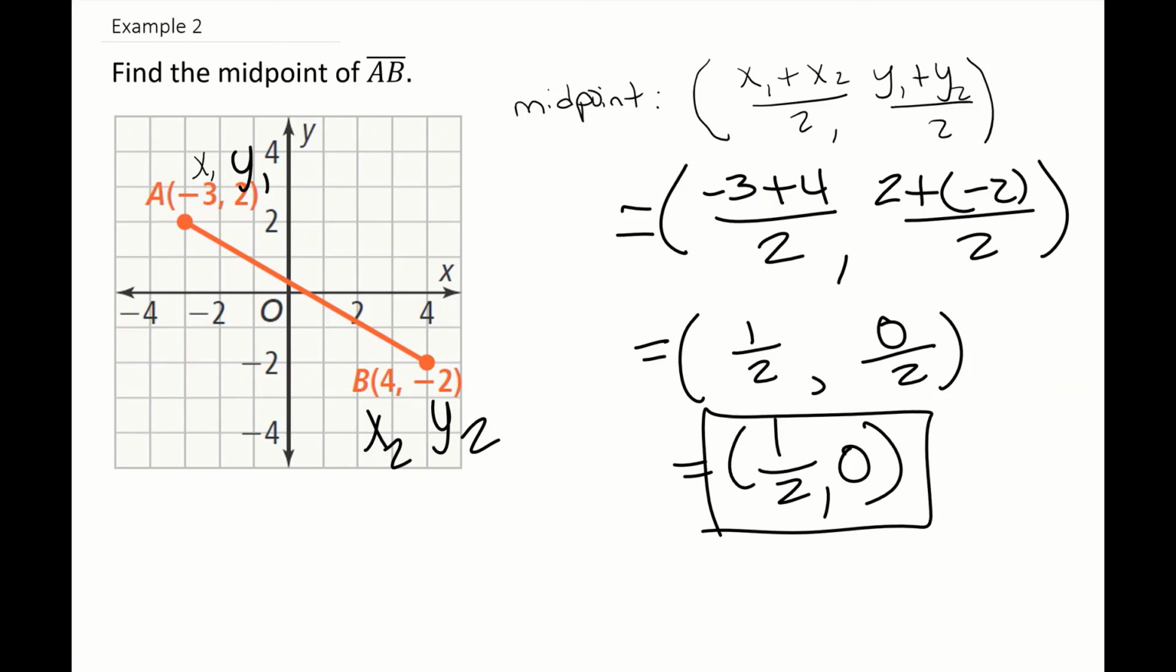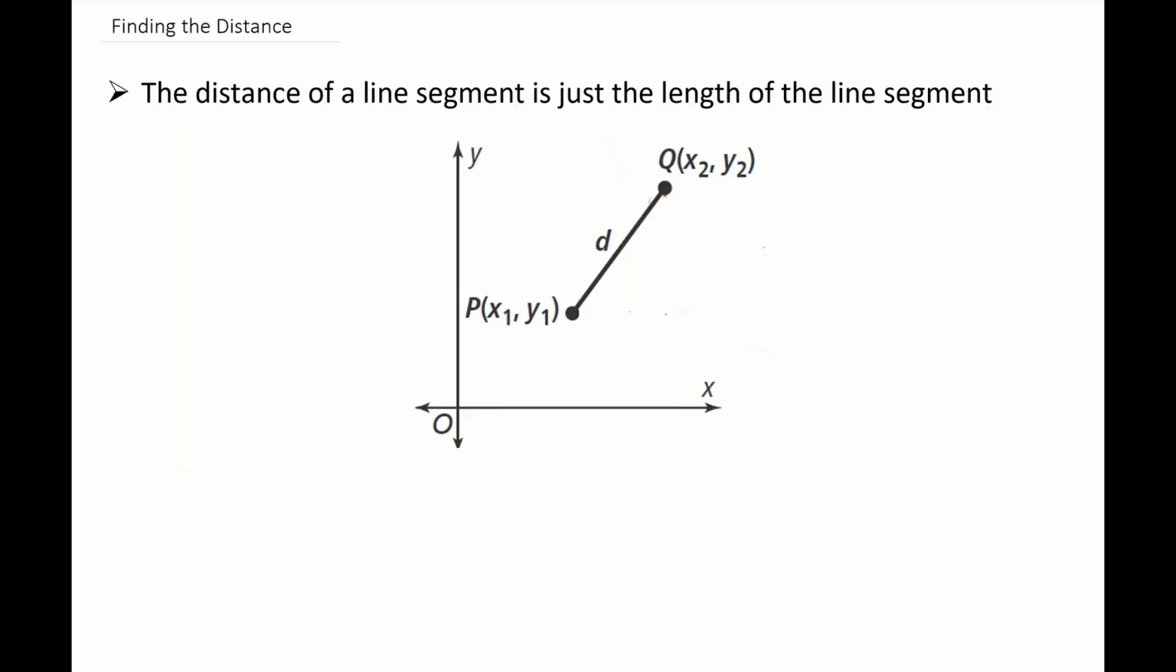So that midpoint is actually, if we were to plot it, right here. And that's at 1/2, comma 0. And that makes sense. That breaks it up into 2 congruent pieces. All right, so that's how we find the midpoint of a line segment.